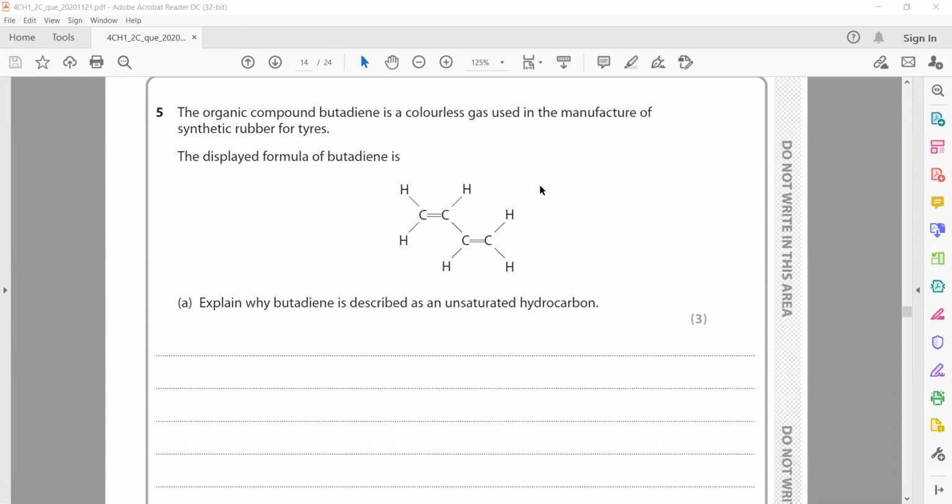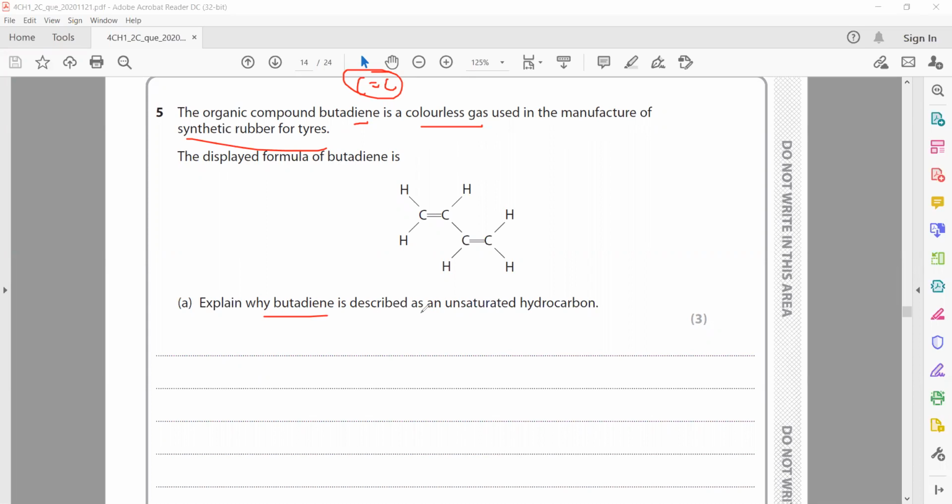The organic compound butadiene. But means 4 carbons, and diene means there are 2 carbon-carbon double bonds. It is a colorless gas used in the manufacture of synthetic rubber or tires. The displayed formula of butadiene is shown.